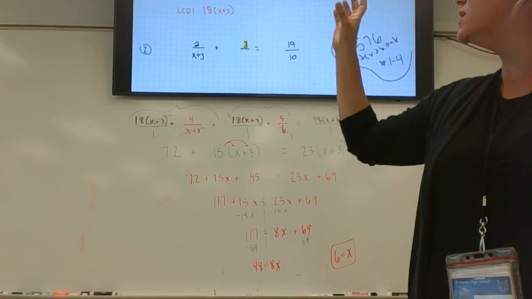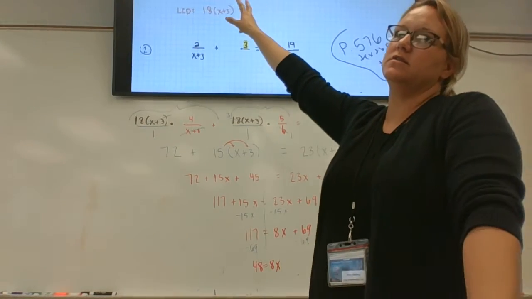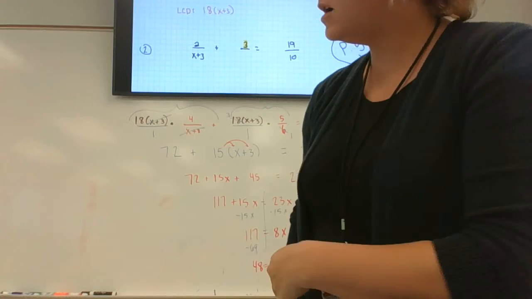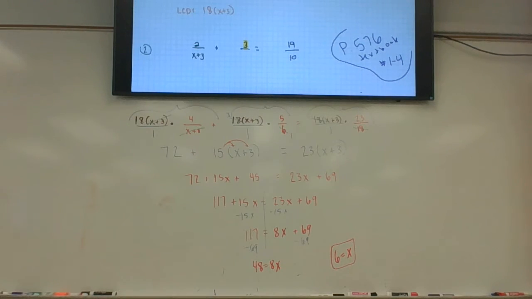You can't cross multiply with two fractions. If it was one fraction, you could. This is right from your textbook. You just multiply everything by 18 times x plus 3. So least common denominator. Oh wait, no, it's not. I'm just kidding. But they give you the least common denominator.